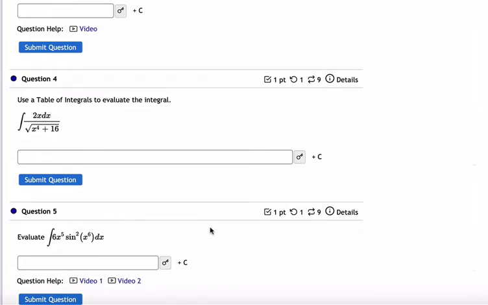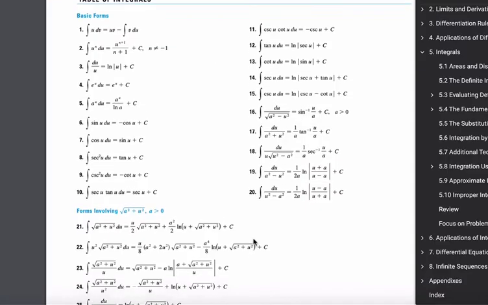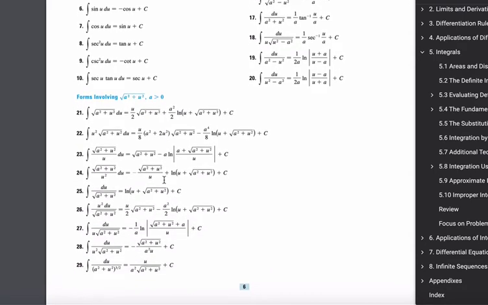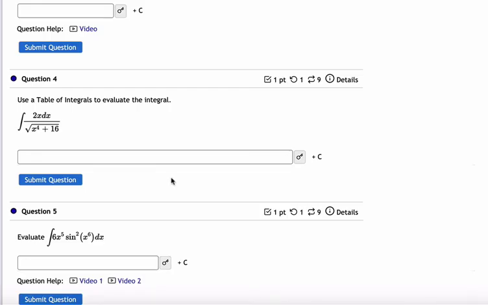Question 4 here. The trick on this one, and I think they're trying to give you a hint when they put this 2x dx up here, is that if you let u be equal to x squared, then that will make du 2x dx, and this will simplify a lot. What you'll be left with is the square root of u squared plus 16. And if you go back to our tables, this first thing says forms involving the square root of a squared plus u squared. So maybe you can stare in this section until you find one that'll fit the form that you'll have after you do the u substitution.